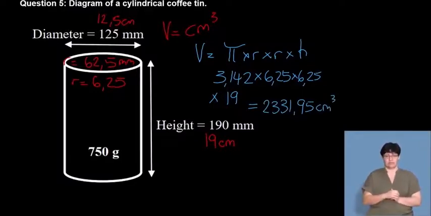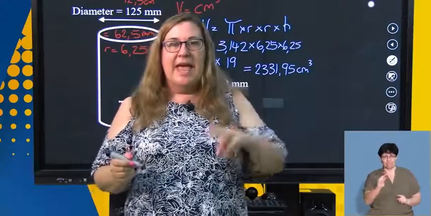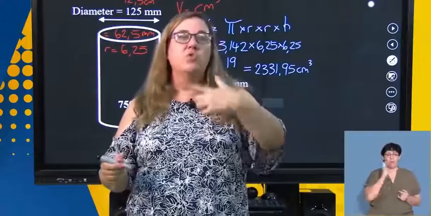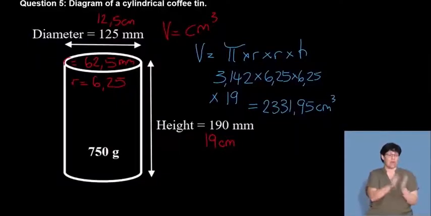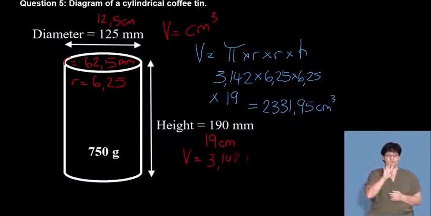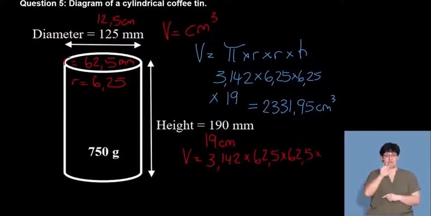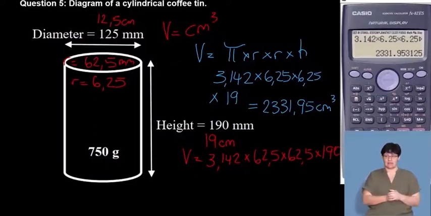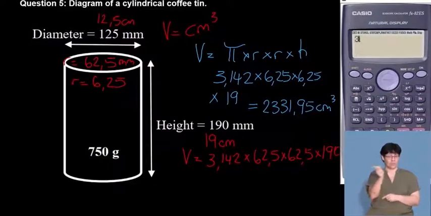Now I'm going to just show you what happens if I don't convert first, and how I'm actually going to make the sum so much harder. So what happens if we don't convert? My volume is still 3,142 times by 62,5 times by 62,5 times by 190. And on my calculator, I'm going to show you what that answer becomes. So it's 3,142 times 62,5. Try that again.